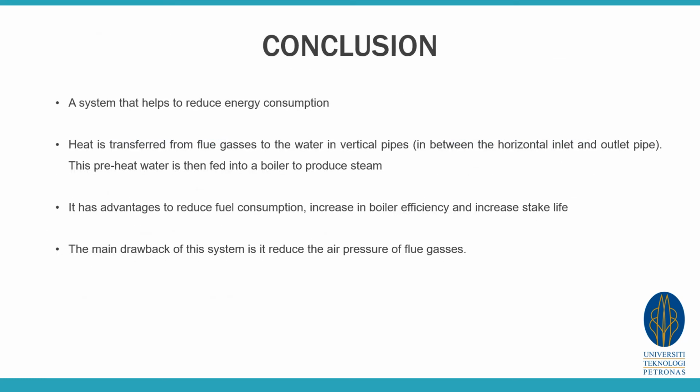In conclusion, the economizer is known as a system that helps to reduce the energy consumption of the boiler. This can be achieved by transferring the heat from the flue gases to water in vertical pipes, which are located in between the horizontal inlet pipe and the horizontal outlet pipe. Then this preheated water will be fed into a boiler to produce steam.